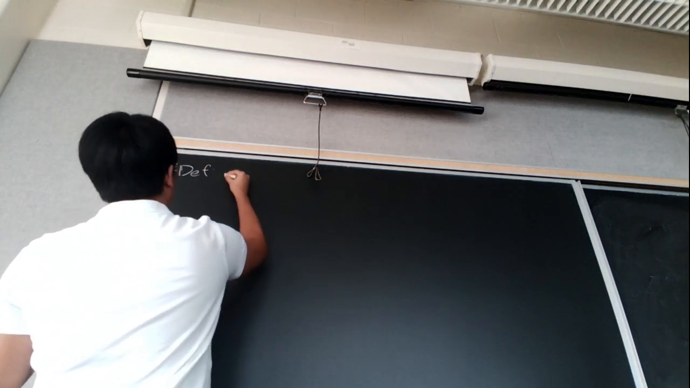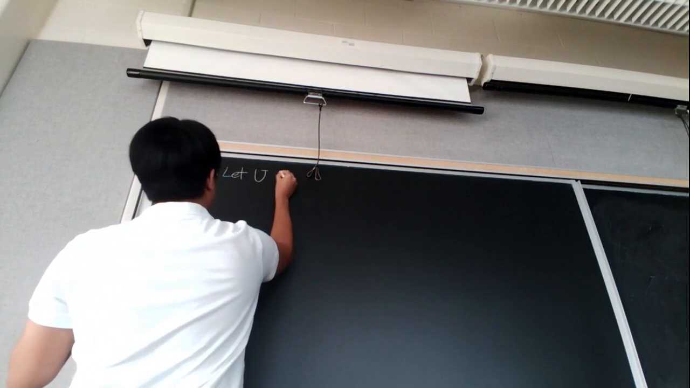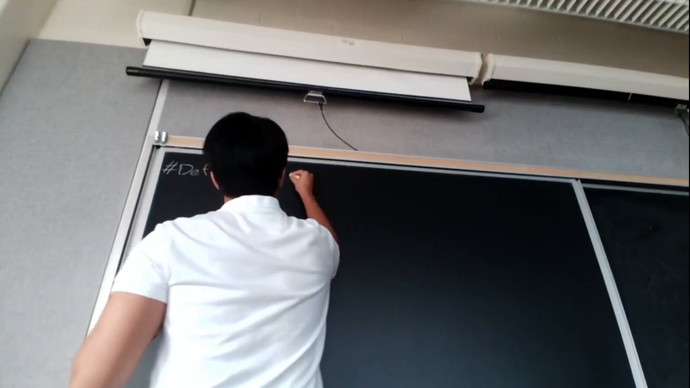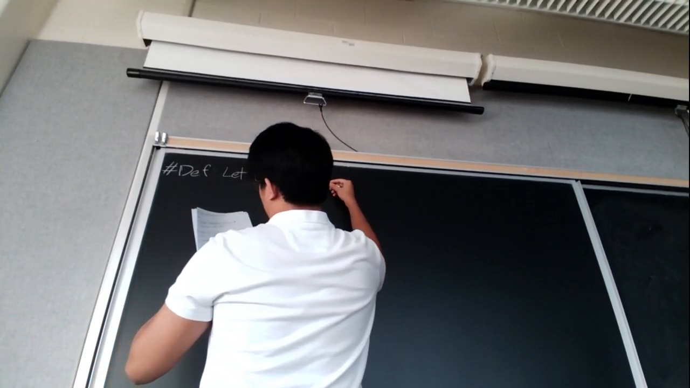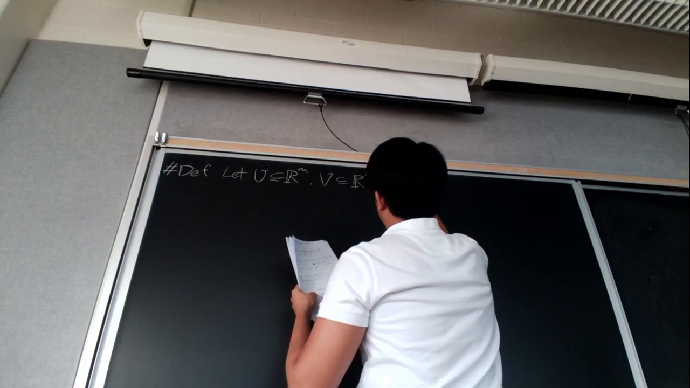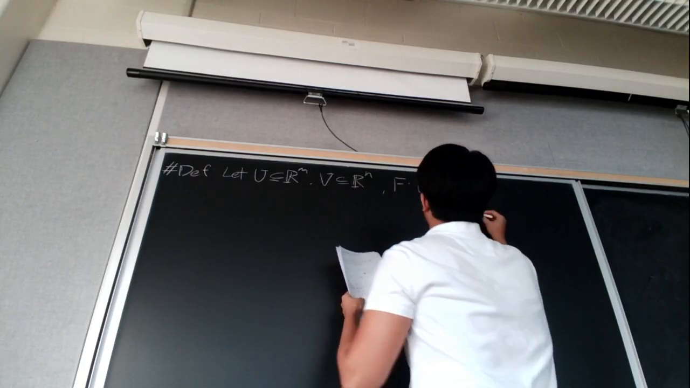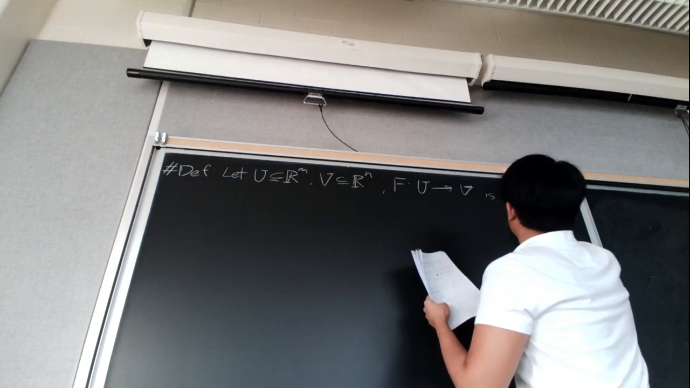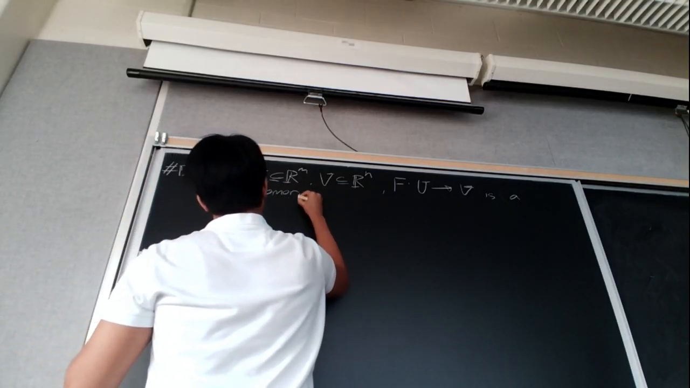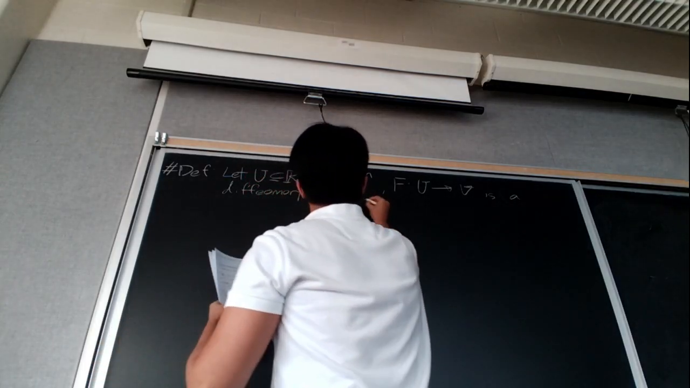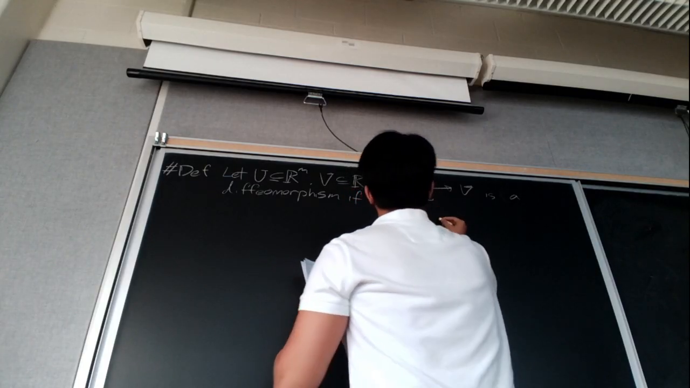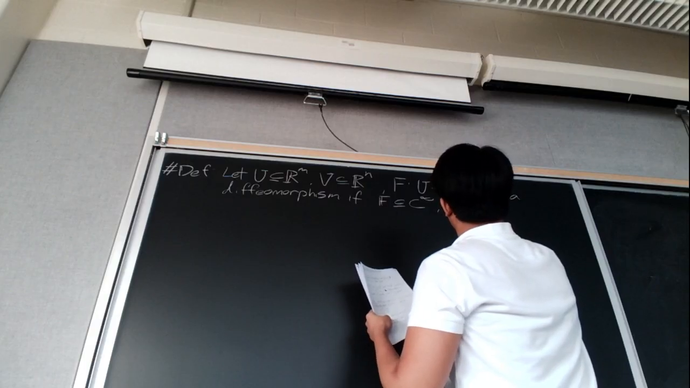So let U be a subset of Rm and V of Rn. A map F from U to V is a diffeomorphism if it is infinitely differentiable and its inverse exists.